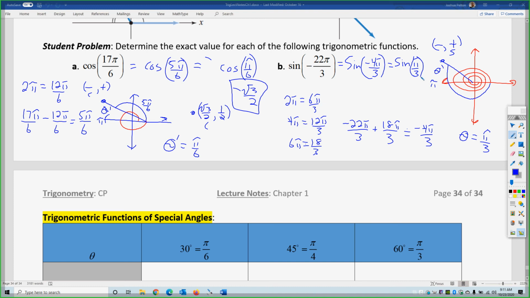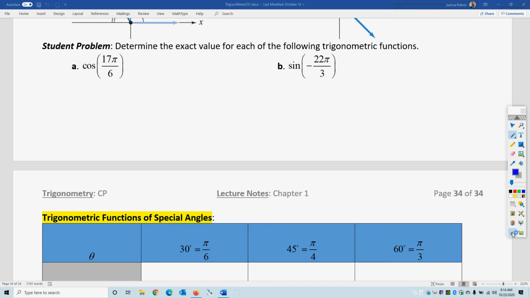Well, pi over 3 is a 60-degree angle, correct? The 60-degree angle gives us a coordinate of 1/2, root 3 over 2. So the answer is root 3 over 2 for the ratios of the sides. Okay? That is the end of part 3.